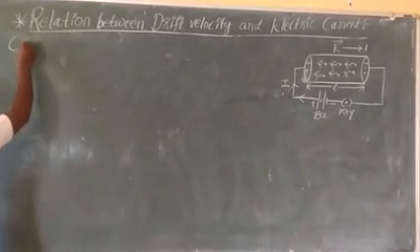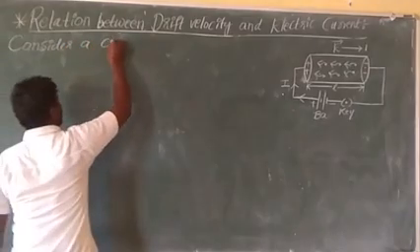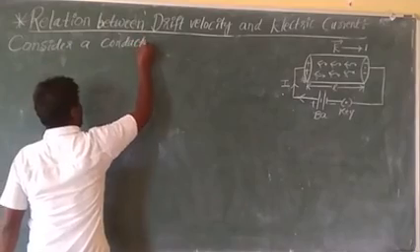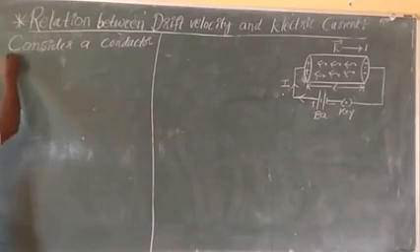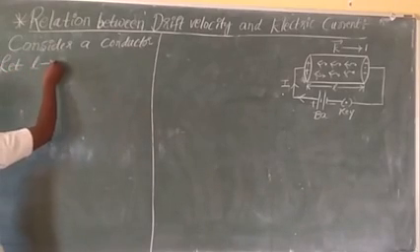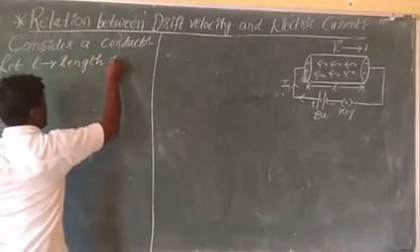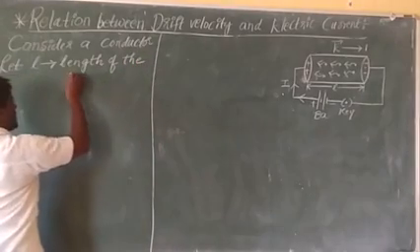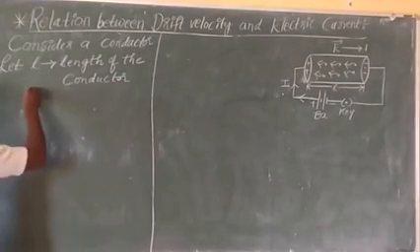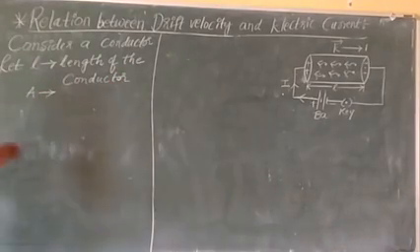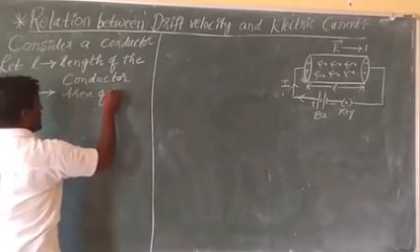So consider a conductor. Let L be the length of the conductor. Yes, what is L here? L is the length of the conductor. Let A be the area of the conductor.